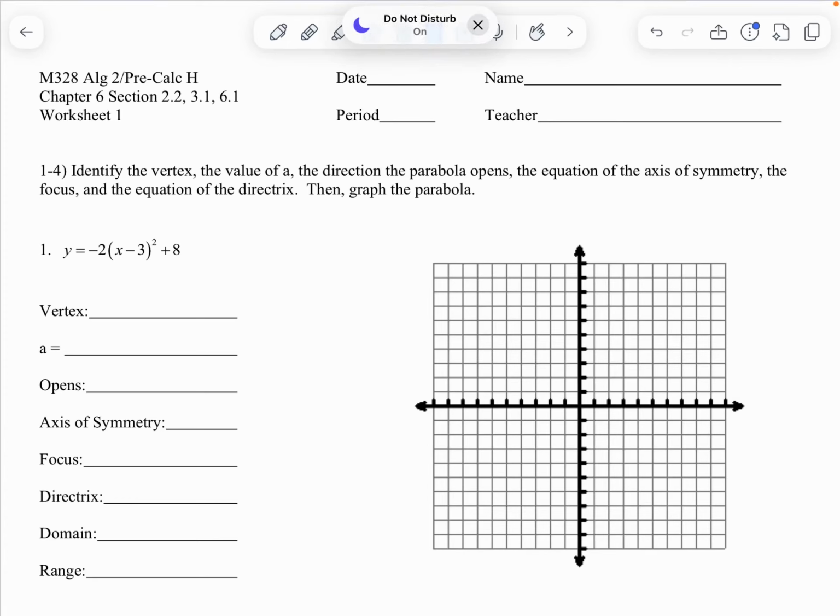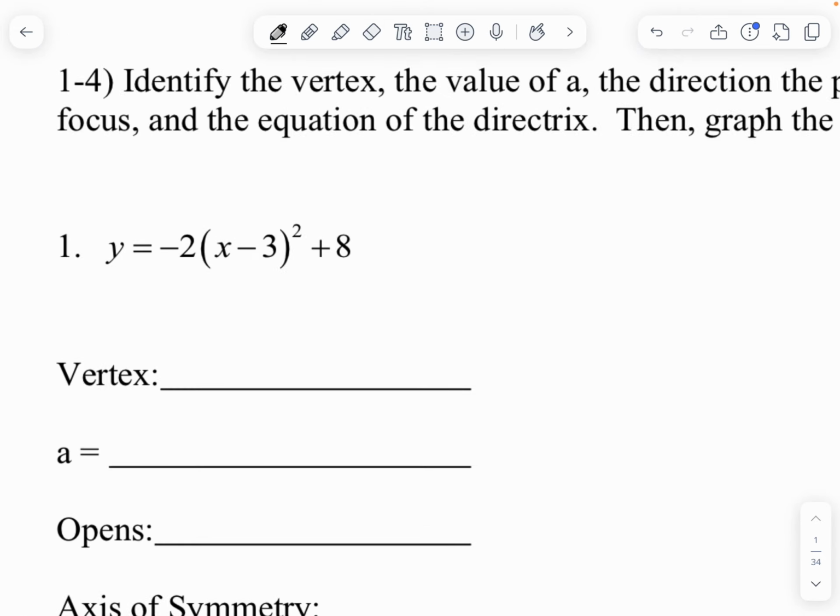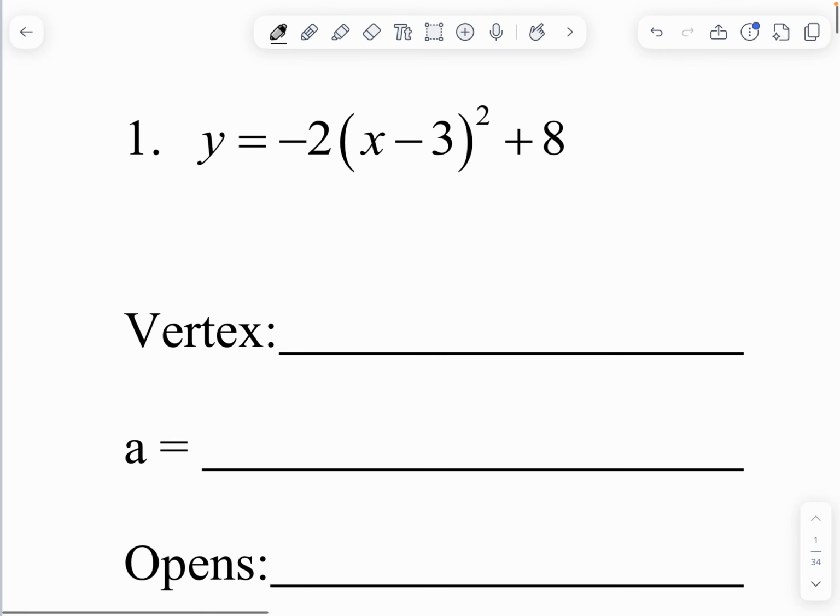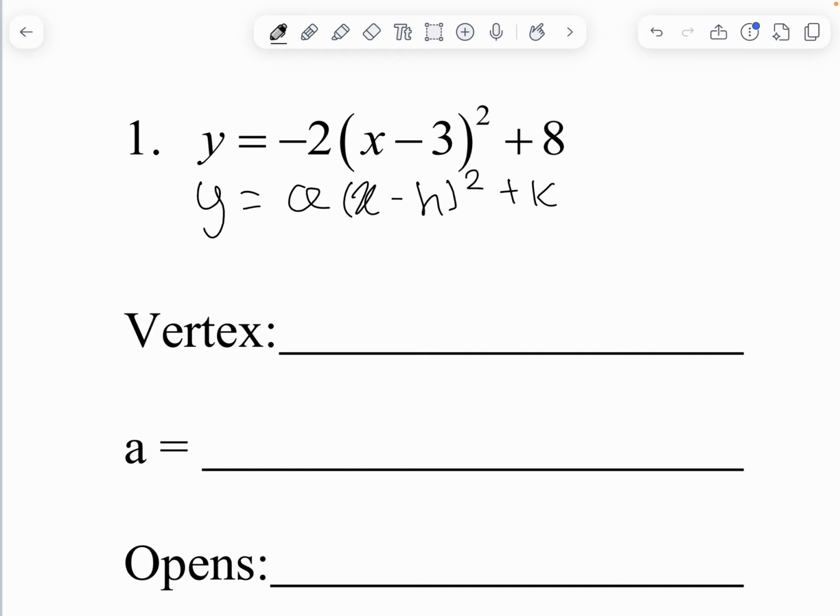In this video, we are going to be graphing parabolas with the axis of symmetry, focus, and directrix. So let's get started. First, we're going to be graphing all of these parabolas in vertex form. The vertex form of a parabola is y equals a(x minus h) squared plus k.